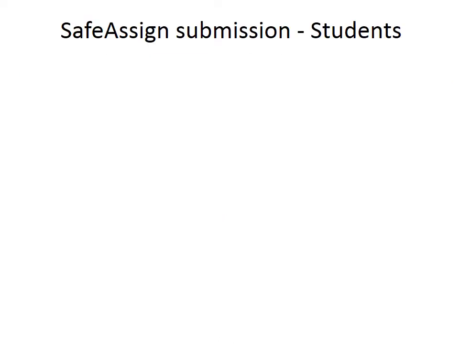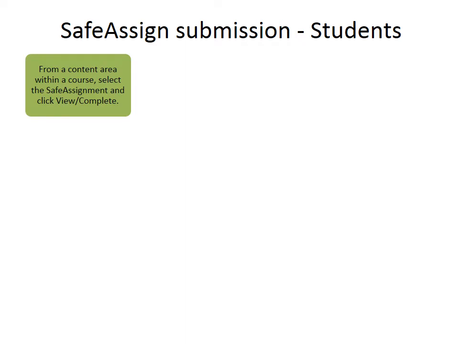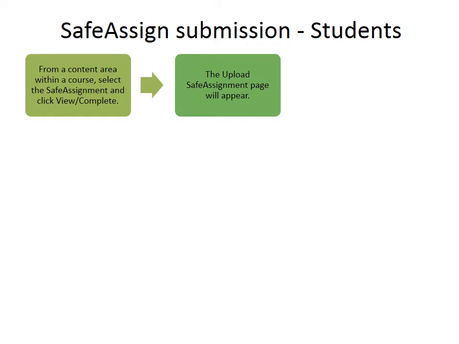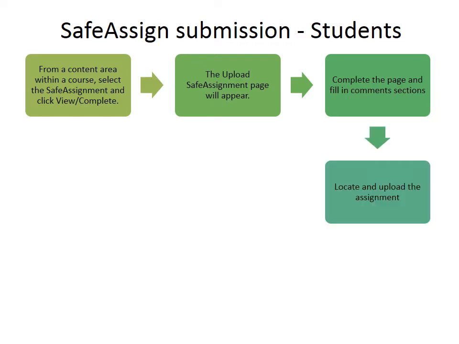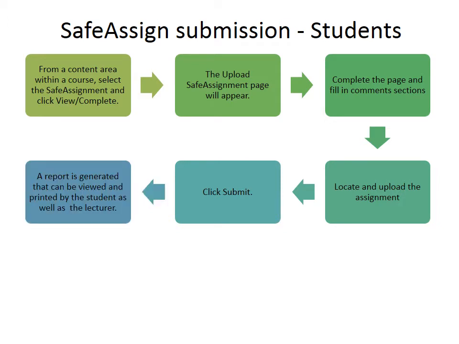So the process for you is you will get a content area link just like you have at the moment. It's been advised that lecturers put it in the assessment tab, but we know that they might pop it in a different spot sometimes. You will have an upload your safe assignment page and that will appear. You'll complete the page and fill in the comment section, so you can put a little comment to your lecturer if you wish. You need to then click the upload button and it'll ask you to find your assignment. You will click submit. Don't forget to click submit.